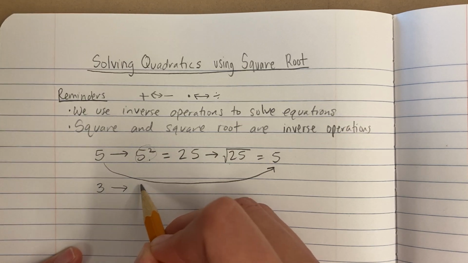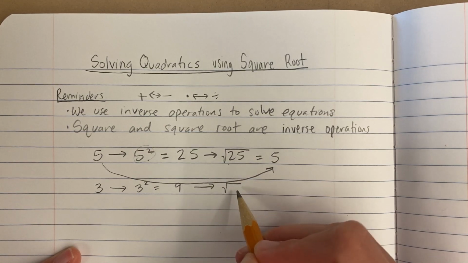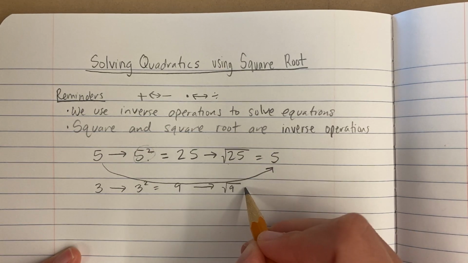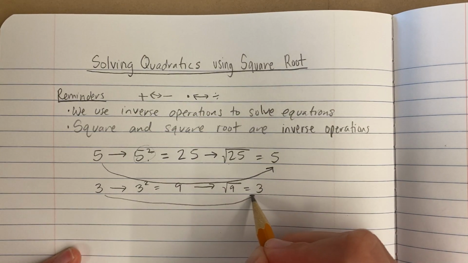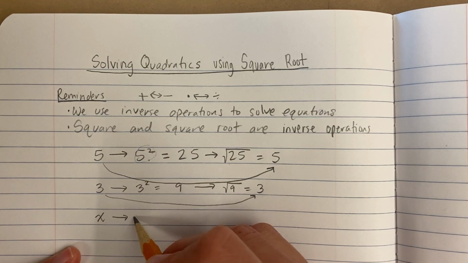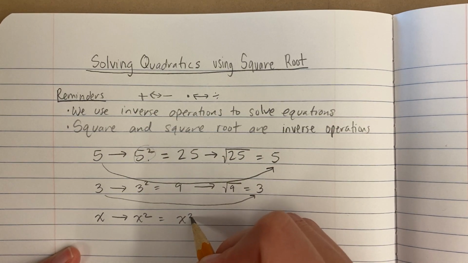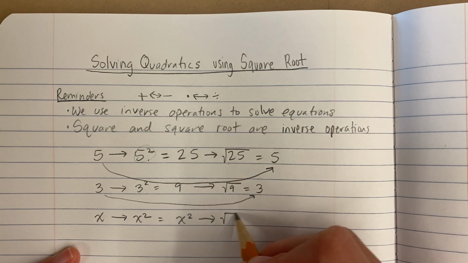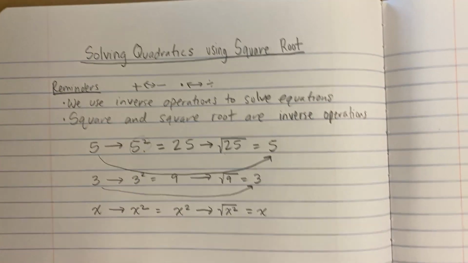I could do the same thing with any number, right? If I take 3 and I square it, I get 9. If I take the square root of 9, I get 3, the same number. The same is true for x. If I take x and I square it, I get x squared. If I take x squared and I square root it, I get back x. And there's a little twist to it.